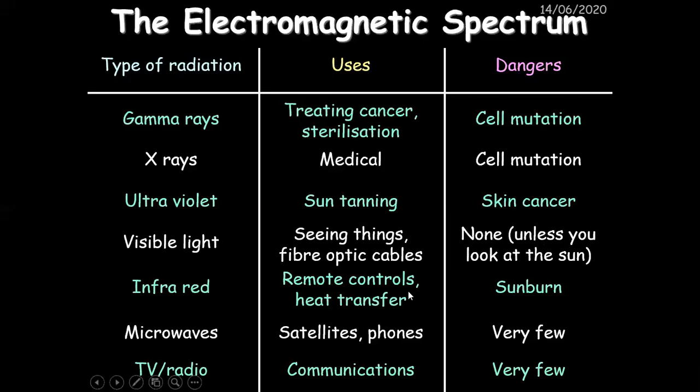Infrared, you can use it in your remote controls. You can use it to transfer heat. When my heater heats up in the room and my room heats up, infrared's coming out of it and helping me. The problem is sunburn. Again, skin problems like ultraviolet.